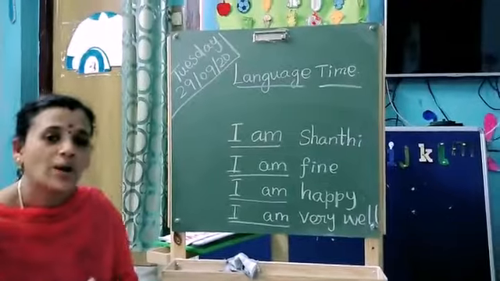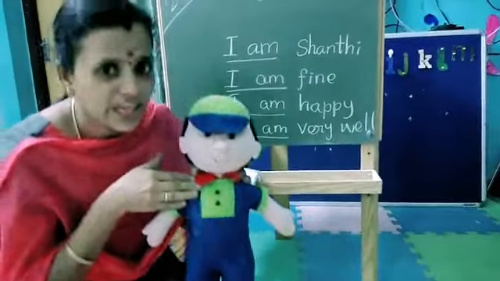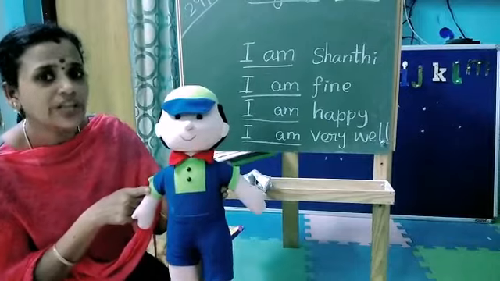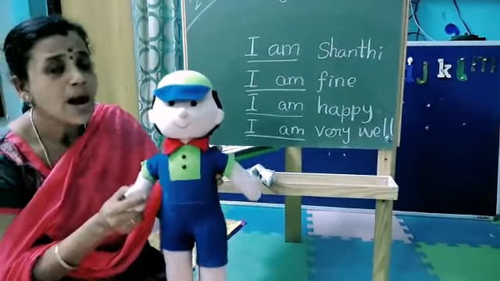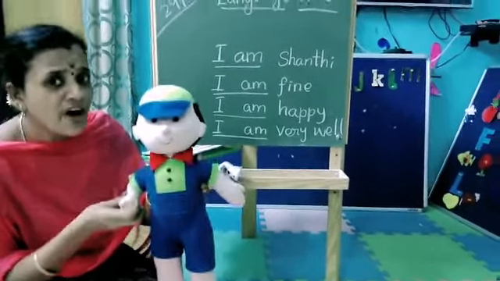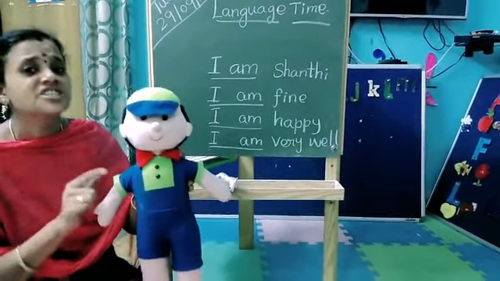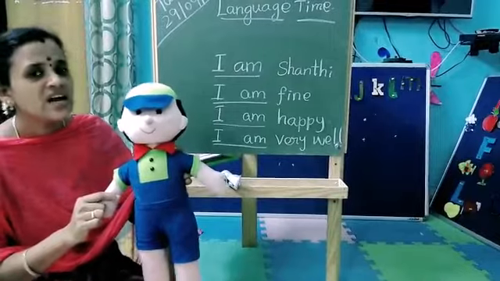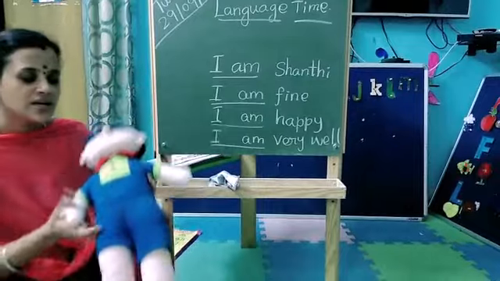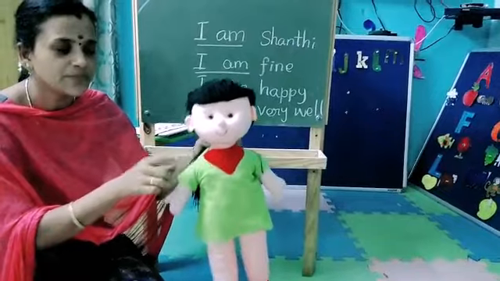See, let me say one more example here. See this puppet. Now he is going to say about himself. See this boy puppet. Yes, he is going to talk about himself. See, he is telling, I am a boy. I am a boy. Next, I am fine. He is telling, I am fine. Next, I am studying in senior KG. Next, I am happy. I am very well. Can you understand? Next, see this girl puppet. Now she is going to talk about herself. See how she is telling.